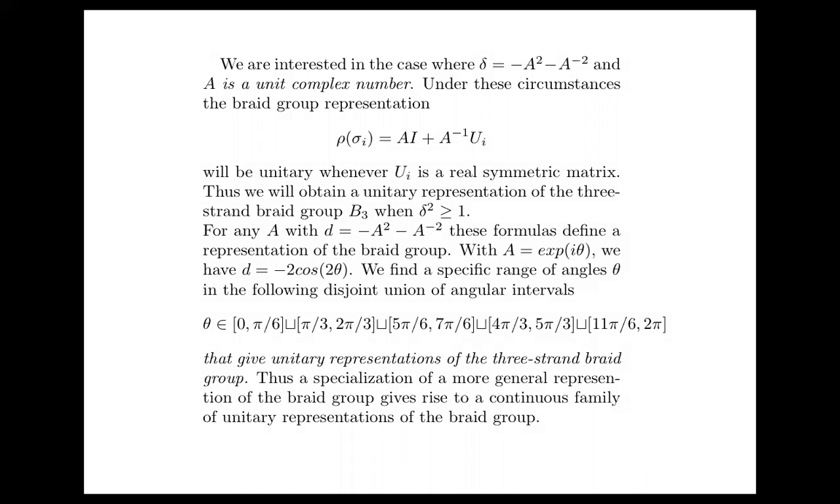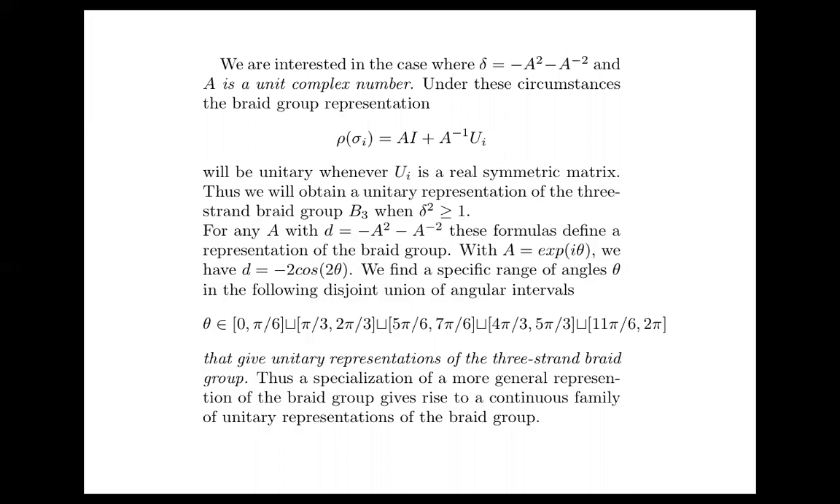And then I'm going to have A equal to e to the i theta in the middle of the slide. Sorry, too much text. A is e to the i theta, which means d, which is minus A squared minus A to the minus 2, is minus 2 cosine 2 theta, right? Do your Eulerian arithmetic. So what you then find is that you get a range of angles in the unit circle in which everything works. Not the whole unit circle, due to the inequalities I have to satisfy. And I won't worry you about those angles.